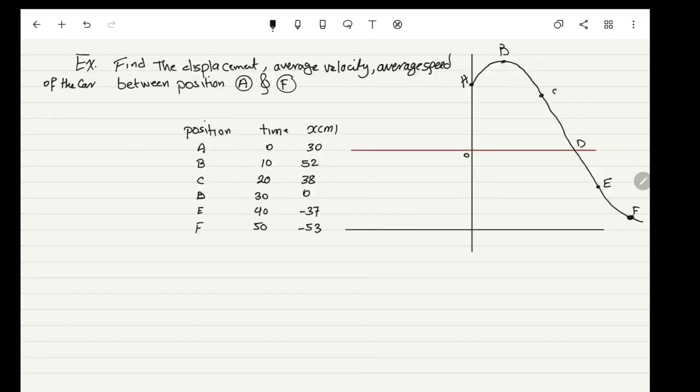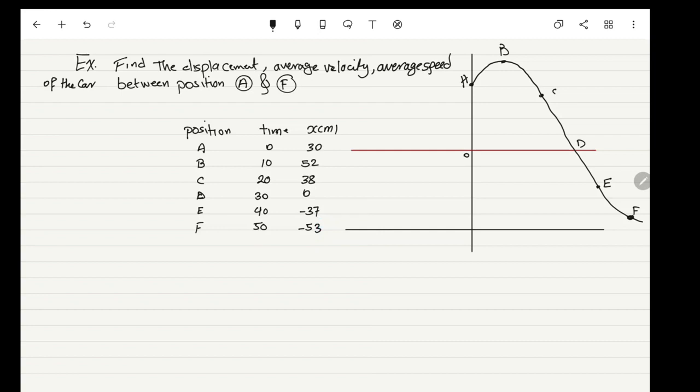One more example. Find the displacement, average velocity, and average speed of the car between position A and F. As we can see in this diagram, a car is moving in one dimension through different positions, A, B, C, D, E, F, and D is at the origin. This diagram is summarized in this table. Positions A, B, C, D, E, F, times 0, 10, 20 until 50, and the positions are 30, 52, 38, 0, minus 37, and minus 53.